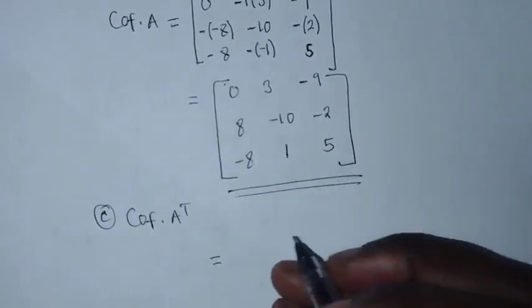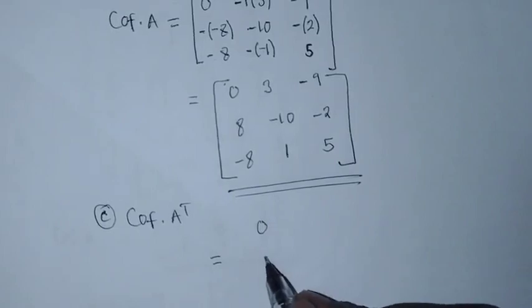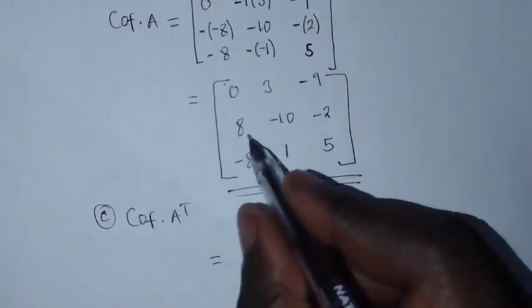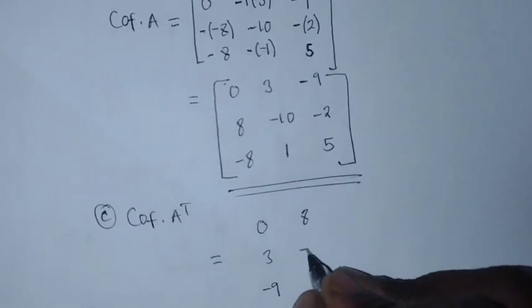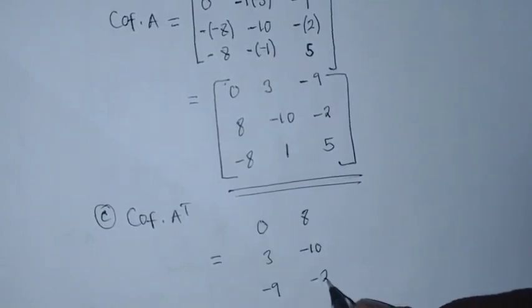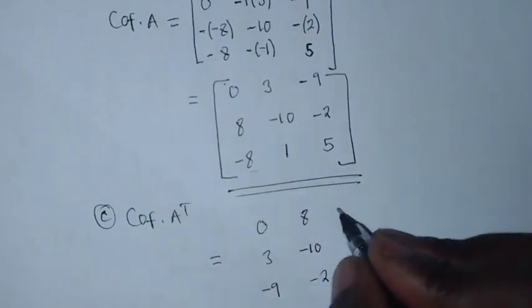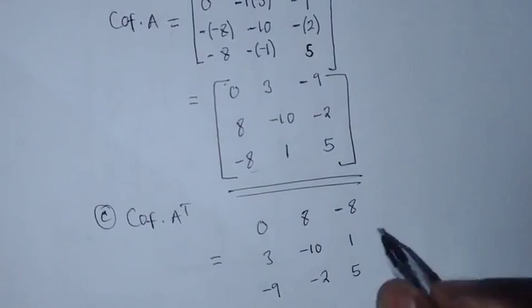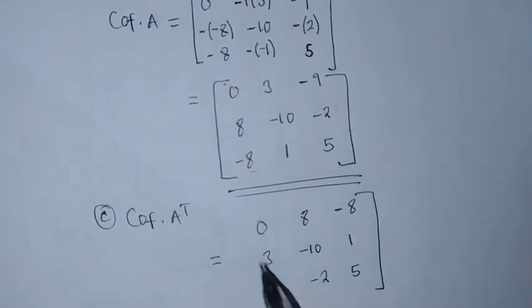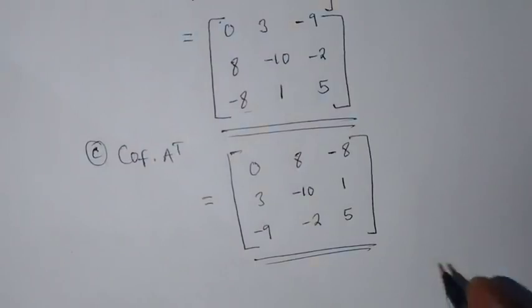So this row 1 to become a column, to write 0, 3, negative 9. Here 8, negative 10 and a negative 2. This one also become a column. It will be negative 8, 1 and a 5. So this is the transpose of the cofactor of matrix what? A. So this is our answer.